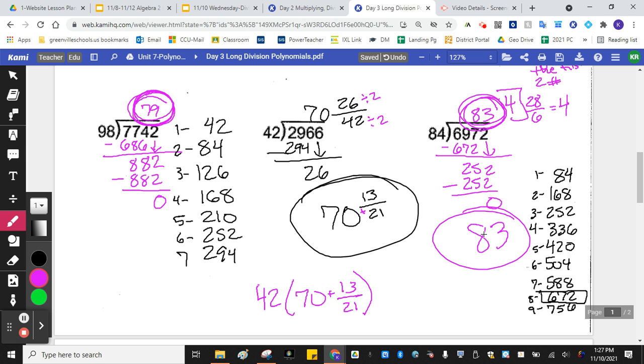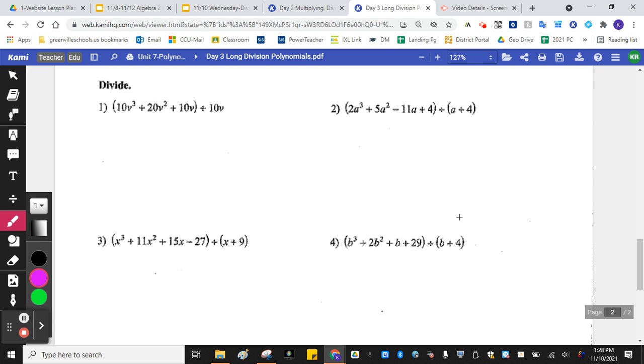Okay, now I got it. The whole reason we did this is these are the same steps when we do this with polynomials, which we're about to do right this second. On your dividing polynomials, the back of it, the whole reason we reviewed long division is that the first one is like what we just did. We're dividing by a monomial, so you can just divide them individually.